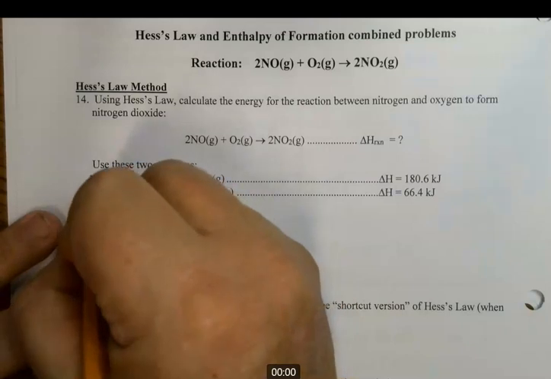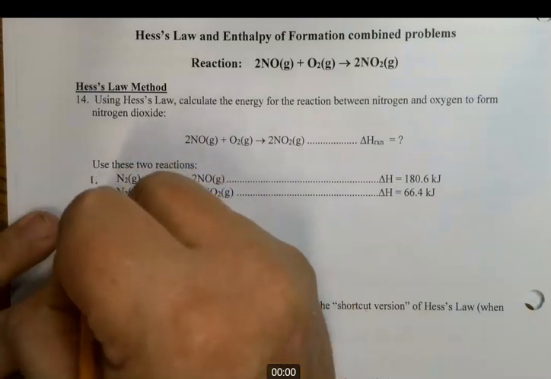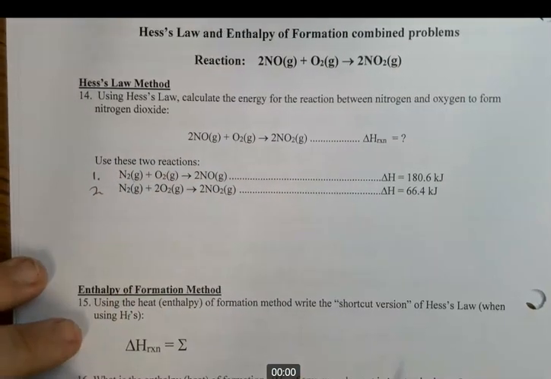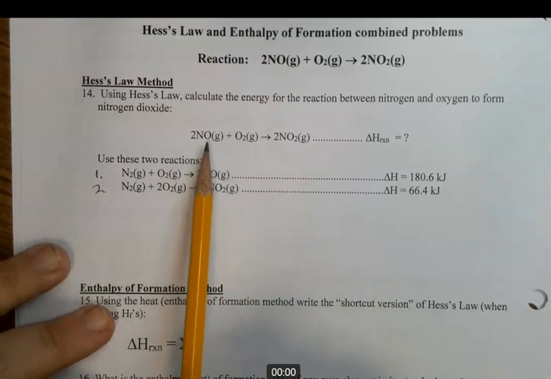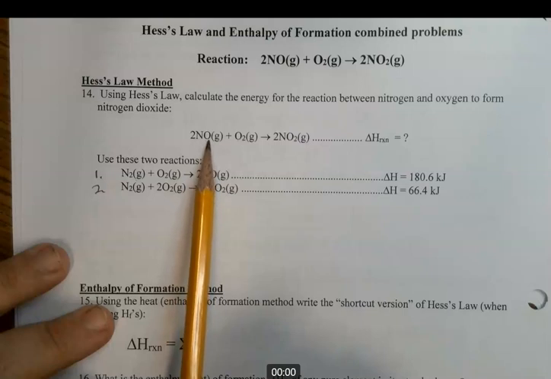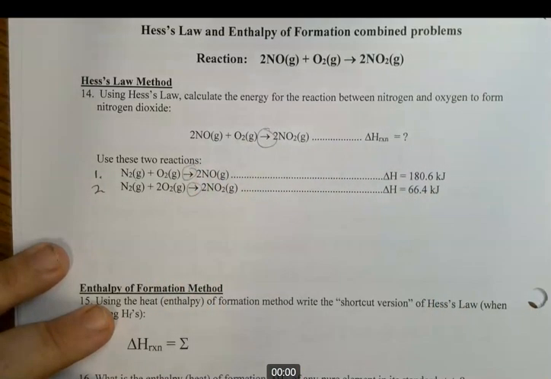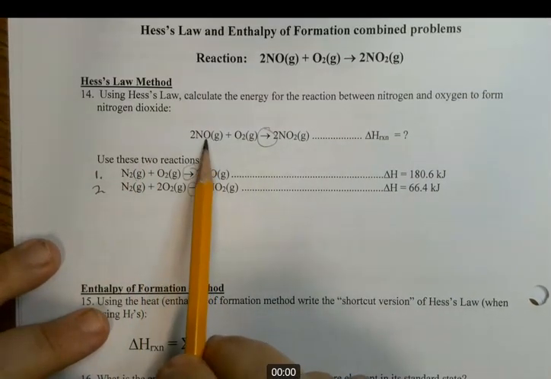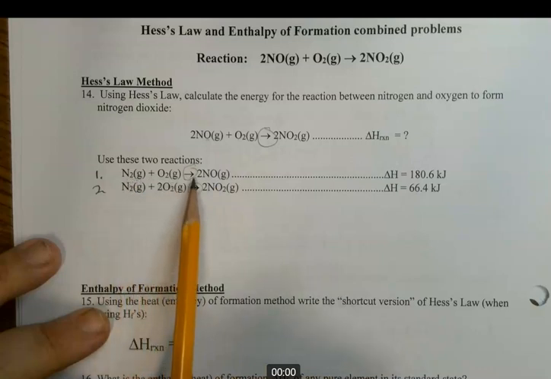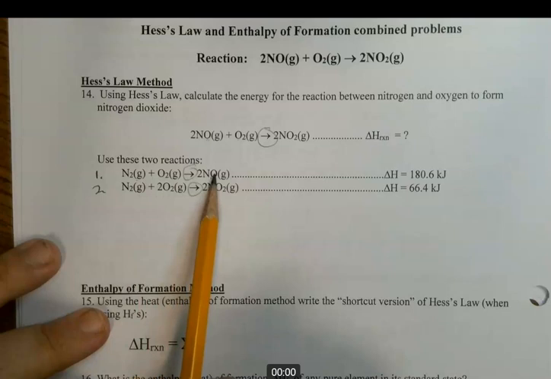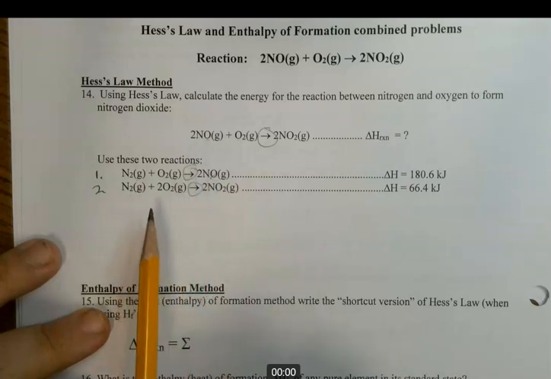Okay, so we're going to call this equation 1, and this is going to be equation 2. What we see up here is we need to have NO, nitric oxide, on the left-hand side of the arrow. Again, I'm going to circle the arrows the way I like to do it. So we're going to have NO on the left-hand side. And if we look down here, we see the only place NO appears is in this first equation on the right-hand side. So we know we're going to have to reverse that.